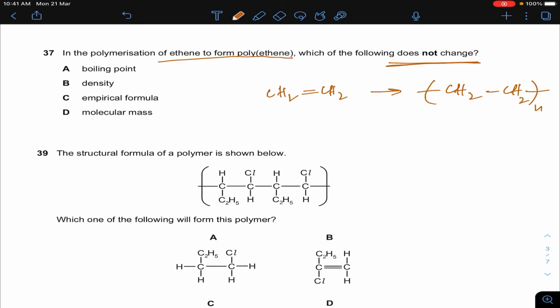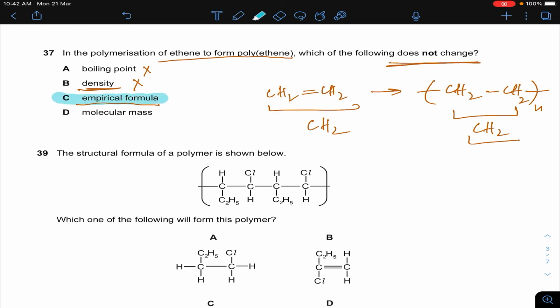So boiling point will definitely change. Addition polymer has a higher boiling point. So polymer would have a higher boiling point. This is an incorrect option. As mass increases, density also increases, so this would also not be correct. Empirical formula, if you remember, the empirical formula of the monomer would be CH2, and the empirical formula of the polymer would again be CH2. So the empirical formula is similar, so option C is the correct option. Molecular mass increases, so option D is also incorrect. So the correct option is option C.